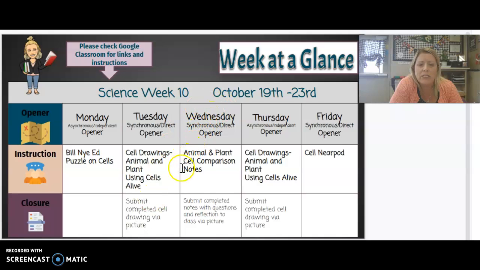On Wednesday is synchronous again, and we are going to be taking notes on the difference between an animal and a plant cell. Thursday, you're going to finish your cell drawings of your animal and plant cells, and then on Friday, we're going to do a cell Nearpod together. So we're learning all about cells and how they're made up and the difference between animal and plant cells this week.